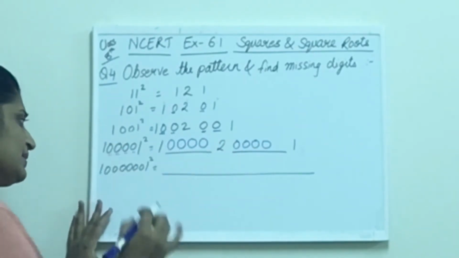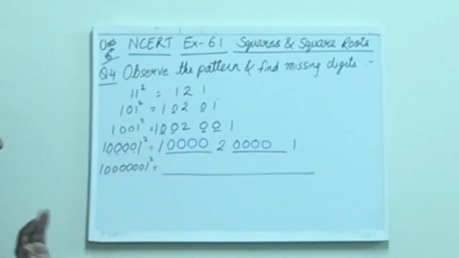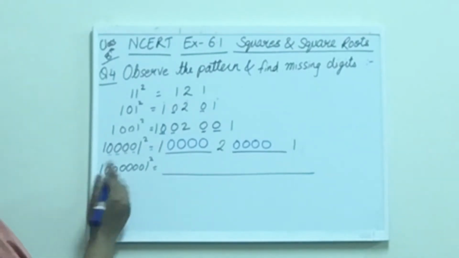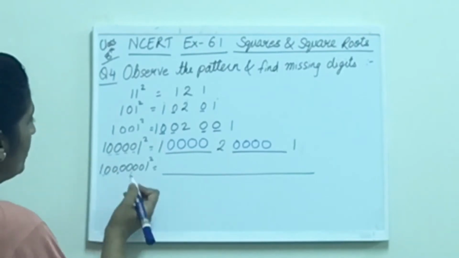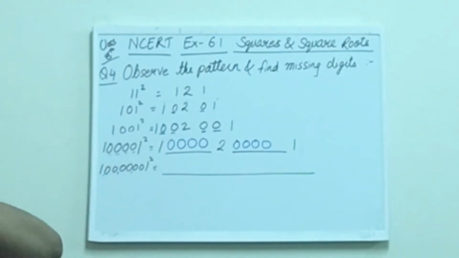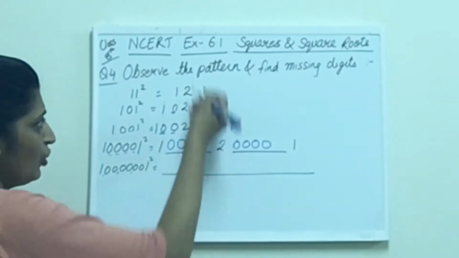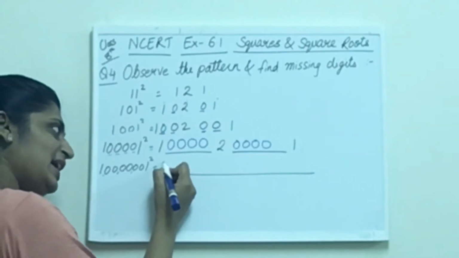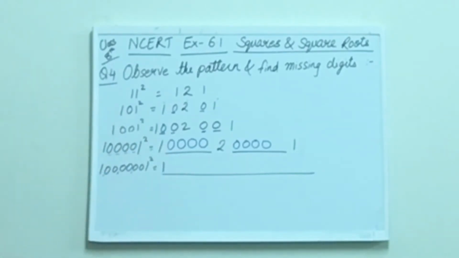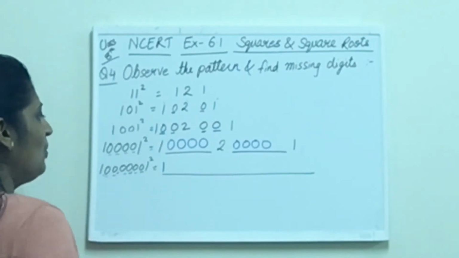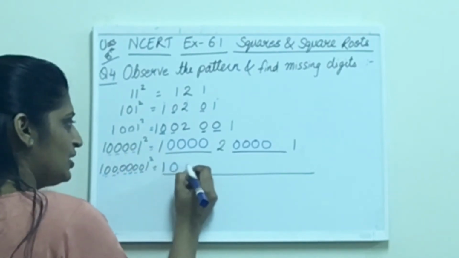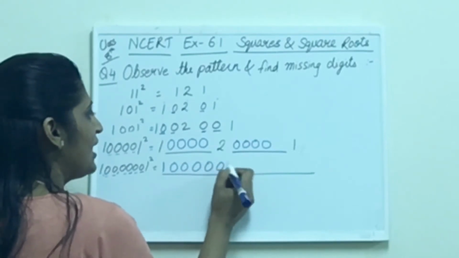The very last place you need to fill completely. This is more than a million, more than lakhs, it's crore. It's 1 crore 1 square, right? We are not going to exactly do the squaring. We follow the pattern. The first number should be 1, then it will be followed by the number of zeros. How many zeros? 6 zeros. 1, 2, 3, 4, 5, 6.